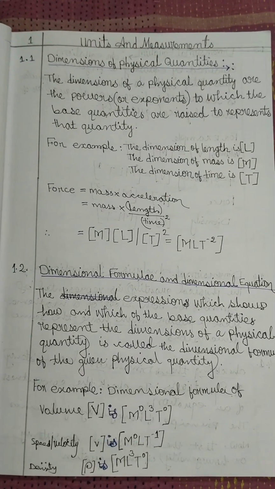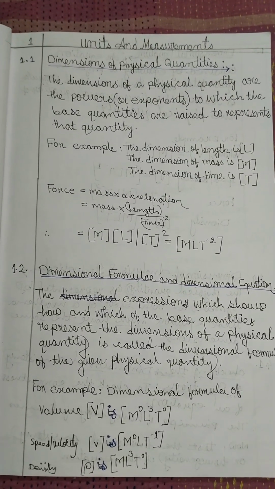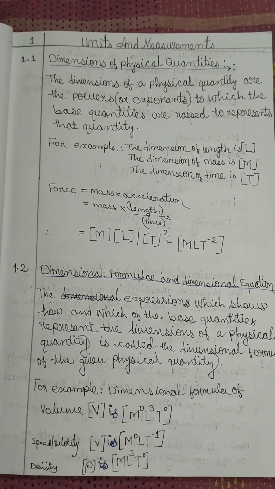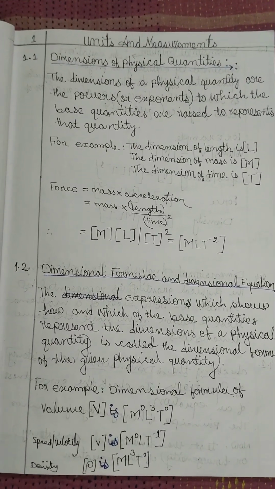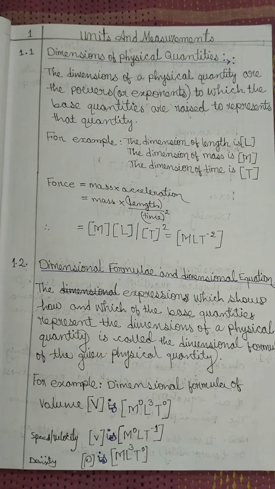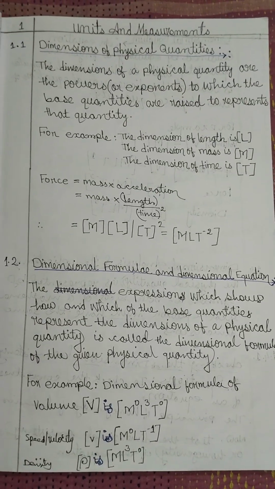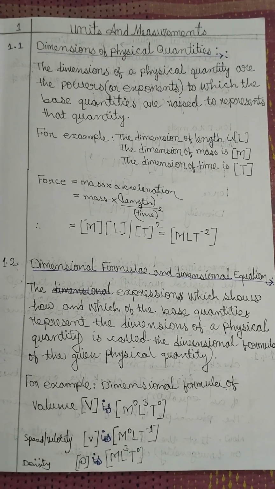For example, force. Force is the product of mass and acceleration. Acceleration is length per unit time squared. So mass is capital M, length is capital L, and time is T raised to minus 2. So [M L T^-2] written in brackets.